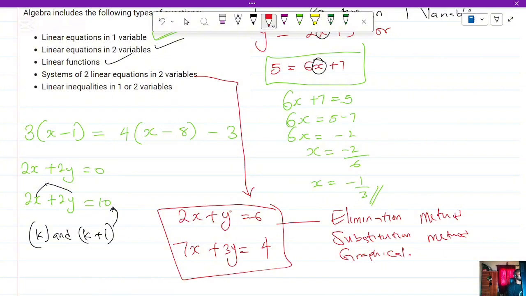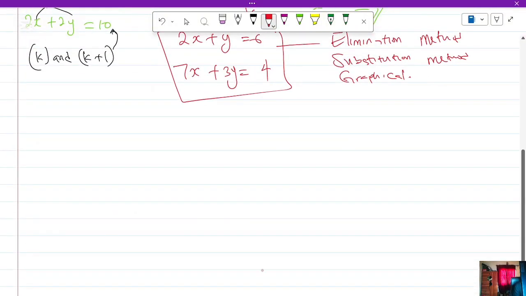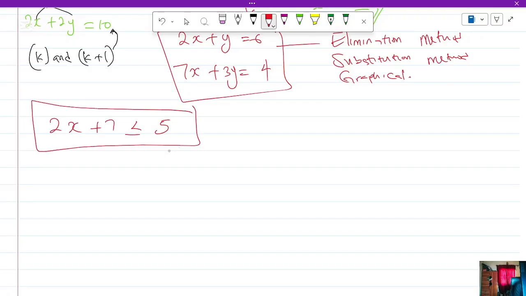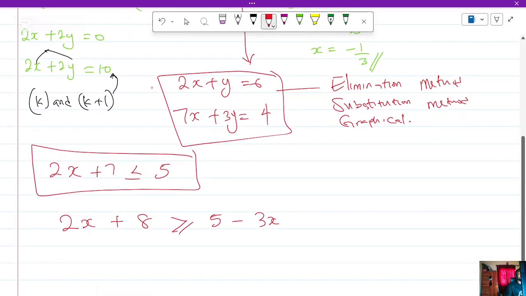And then the last one is linear inequality in one or two variables. Yes, they can give you linear inequality as well. That is under algebra. So you have something like 2x plus 7 less than or equal to 5. They will give you something like this. Or you have 2x plus 8 greater than or equal to 5 minus 3x. Now remember that I said this is algebra part, so these are still simple.